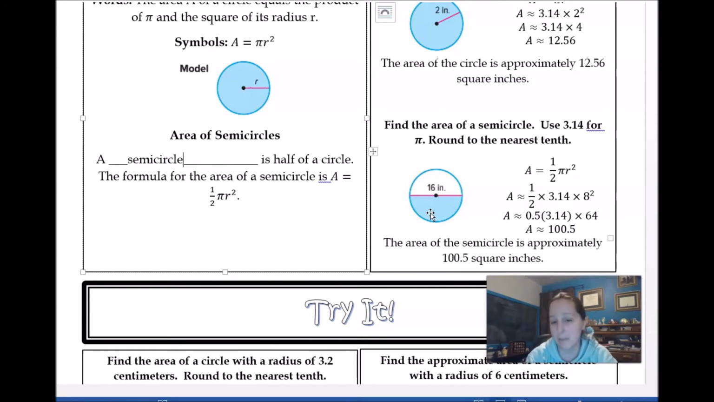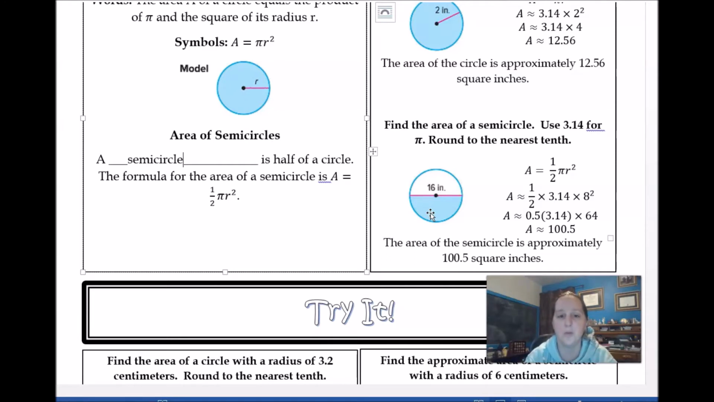So I have a diameter here. Remember from last lesson, the diameter is twice the radius, so radius times 2 is the diameter. So 16 divided by 2 equals my radius, which is 8. Okay, so I'm going to take 8 squared, which is 64. 8 times 8 is 64, times 3.14 times 0.5, or 1/2, which gives me approximately 100.5.